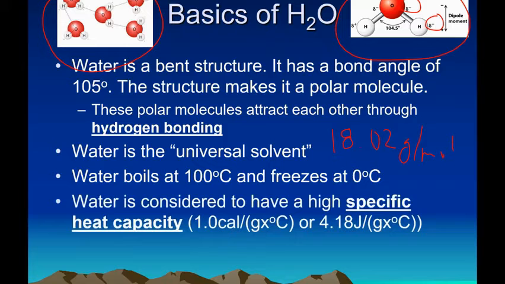Water is considered to have a high specific heat capacity, which means that it takes a lot of energy to raise the temperature of water. So water has a specific heat capacity of 1 calorie per gram degree Celsius, or 4.18 joules per gram degree Celsius. And you might remember we've talked about this previously, but that's why, when you run at the beach, say you forget your sandals and you're running across the sand and it's super hot, and then you jump into the water and it's really cold. It's the same temperature outside, but it takes a whole lot more energy to heat up the water per gram than it does to heat up the sand per gram.